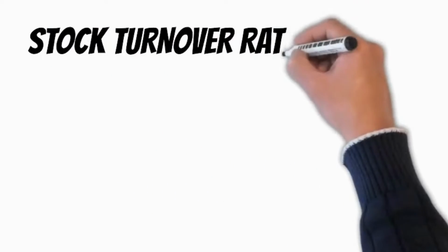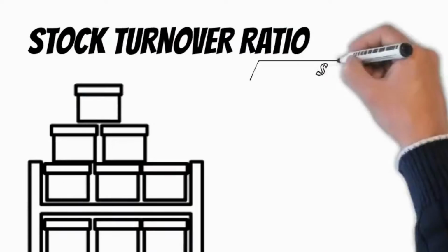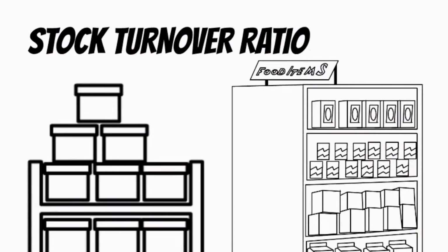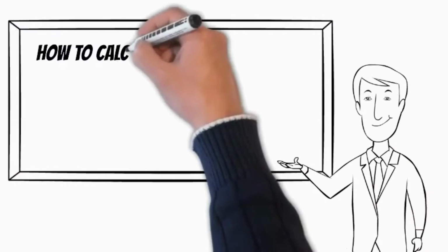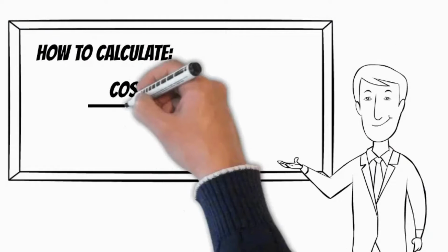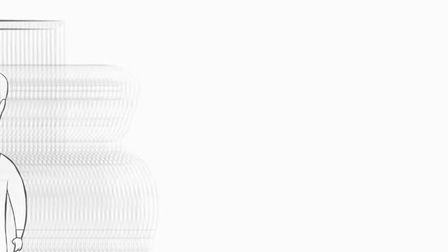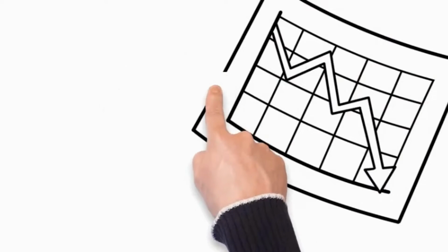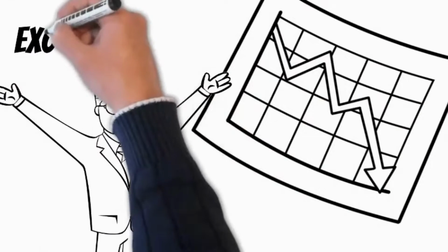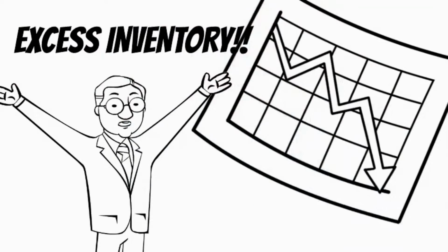Stock turnover ratio. This ratio measures how quickly you sell through your inventory of widgets. The ratio is calculated as follows: cost of sales over average inventory. A declining stock turnover ratio is an early warning sign that you may have excess inventory that's not selling.